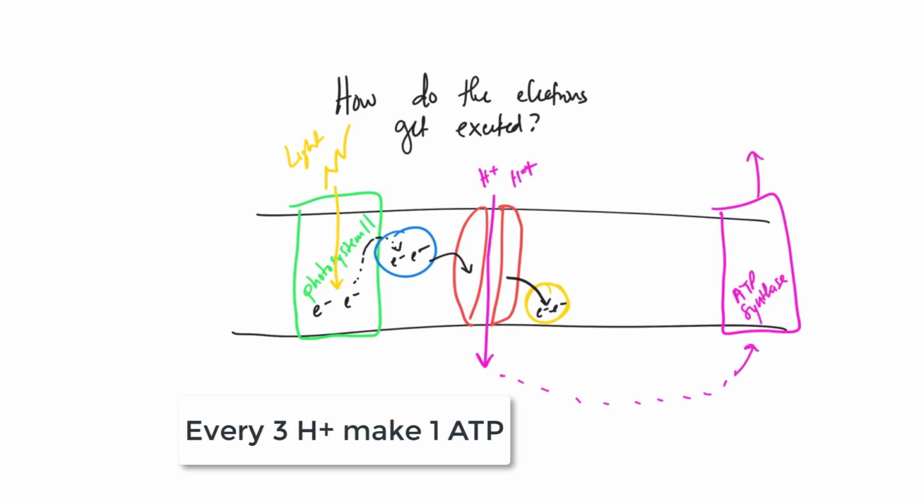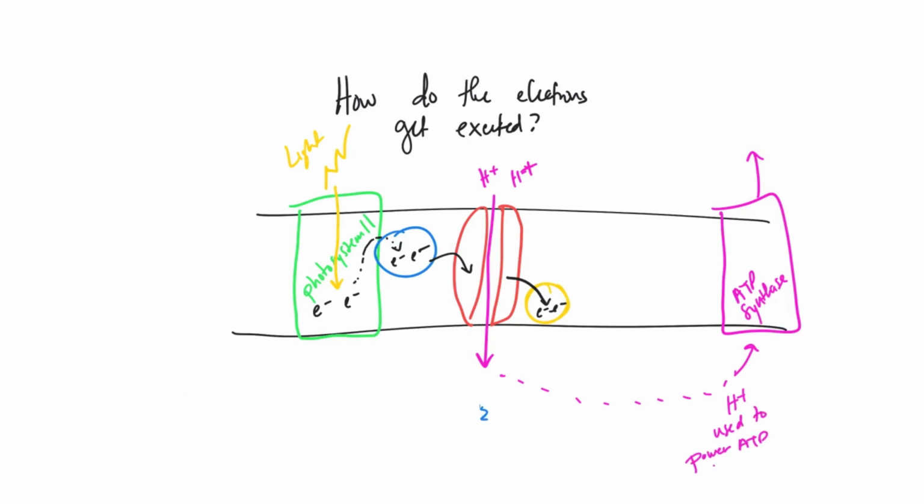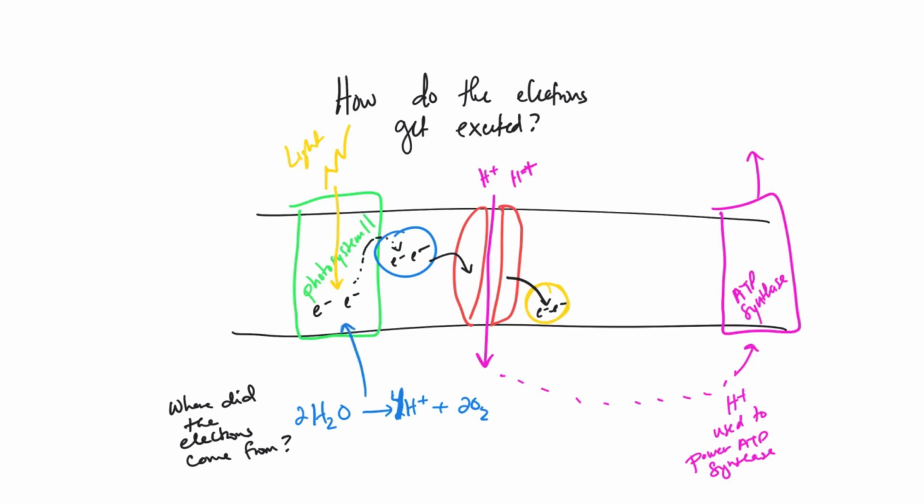But then what happens to the hydrogens? Well, those hydrogens can be used to power ATP synthase and make ATP. So where did the electrons come from in the first place? Well, when water is broken, it will release hydrogens and oxygen and electrons. Those are the electrons that are excited by light in photosystem 2. At this point, it would seem like it's over, but it's not.